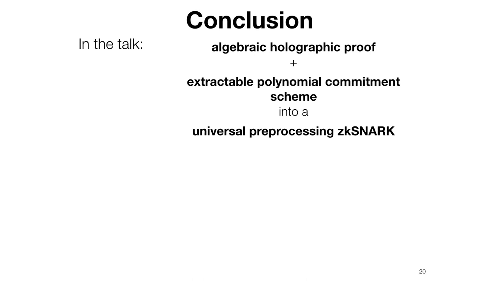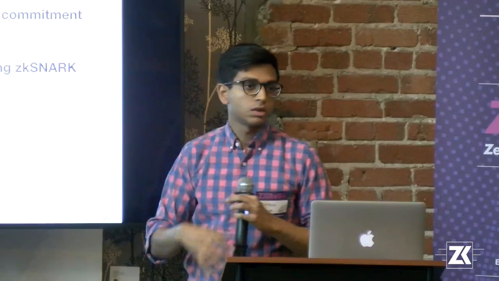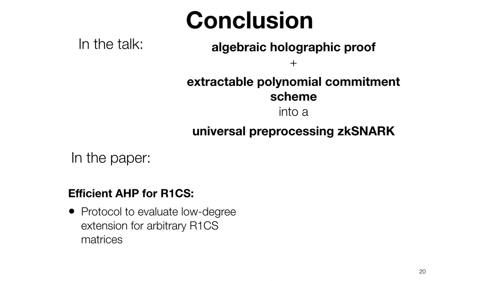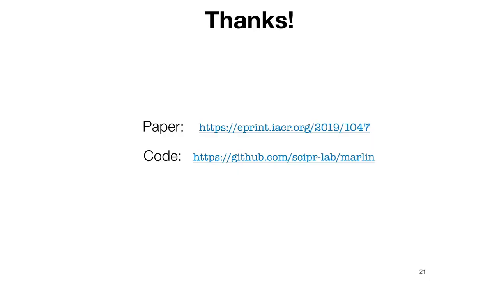Okay, so that's it. Today in this talk, we saw how to construct these universal preprocessing zkSNARKs from these two components, the algebraic holographic proof and the extractable polynomial commitment scheme, right? And in the paper, you can find more details about some of the ingredients. Our AHP for R1CS is in there, and the underlying protocol is a protocol for evaluating low degree encodings of the R1CS matrices. And we also show how you can extend KZG10 to achieve the properties that we require for the compiler. All right, so yeah, thank you everyone. The paper is available online at this link, and the code is also there.